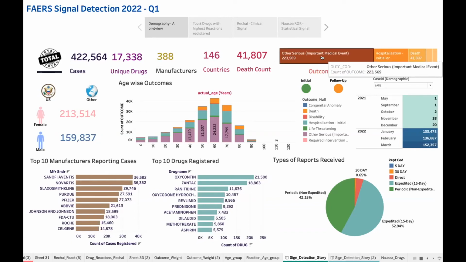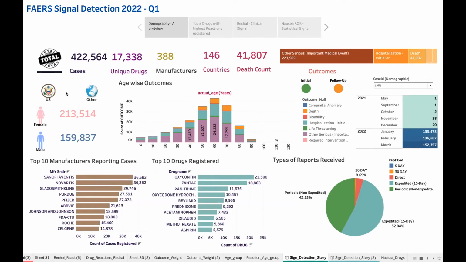And here we'll see the outcomes, and whether the cases are from the United States or outside the United States, since we are looking at FDA data. We see the distribution by gender and age-wise outcomes, whether it's an initial case or a follow-up case, and we can also drill down to a particular case. We can look at the top 10 manufacturers reporting, the top 10 drugs, and the type of reports we have received. Let me give you an example of how we can drill down.